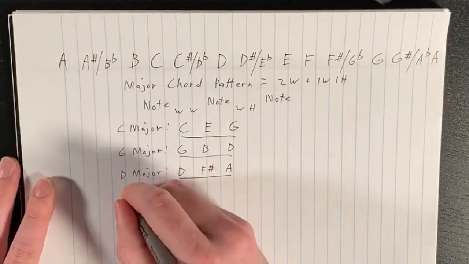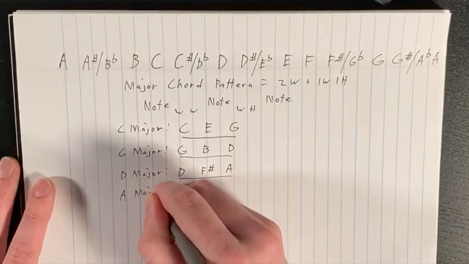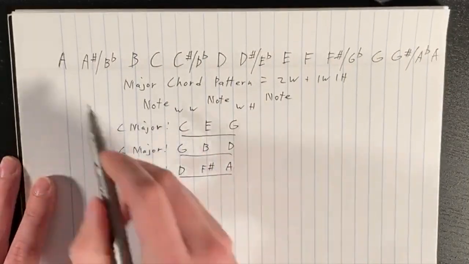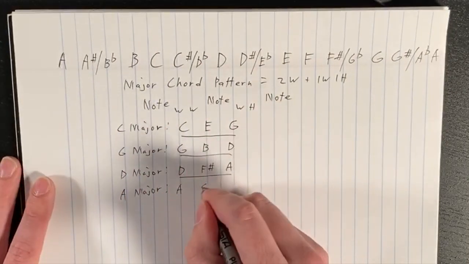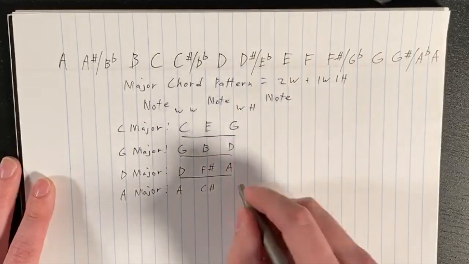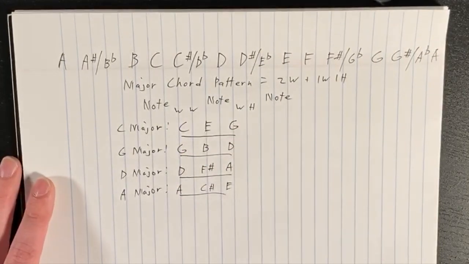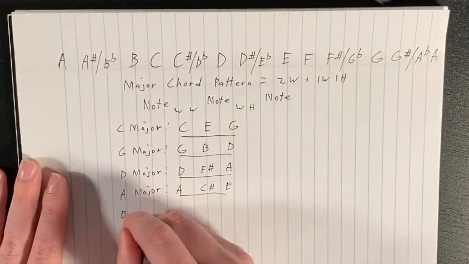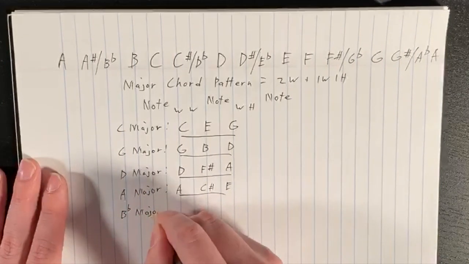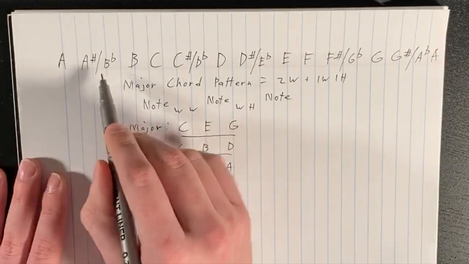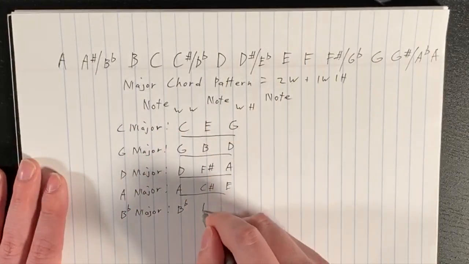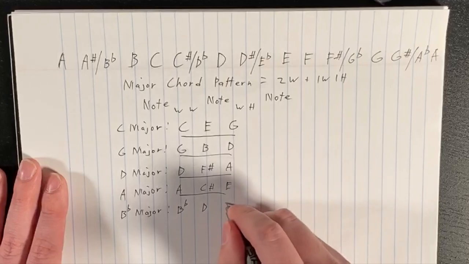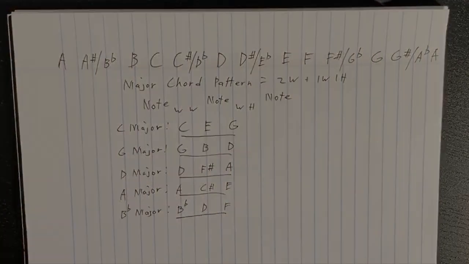We can do the same thing with an A major chord. We'll start with our A, we'll go up 2 whole steps, and that brings us to C sharp. We go up a whole step and a half step, brings us to E, and there's our 3 notes. And let's do another one last example. B flat major. We're going to start with a B flat. We're going to go up 2 whole steps, which brings us to D, and a whole step and a half step brings us up to F. And there's our notes.